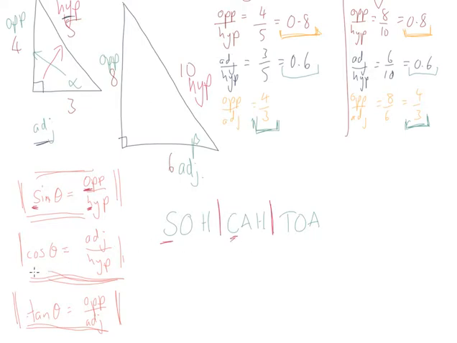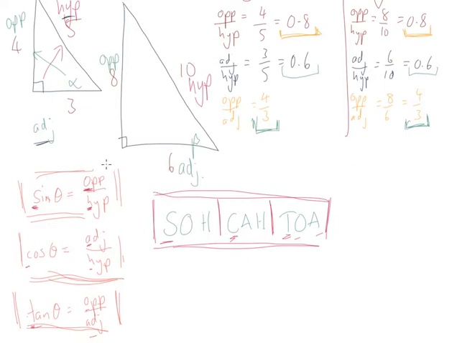Cosine, adjacent, hypotenuse. So cosine, adjacent, hypotenuse. Tan, a tan ratio, opposite on adjacent. So SOHCAHTOA, it's good to memorize this. It will save you having to memorize this mess over here. So SOHCAHTOA is your friend.